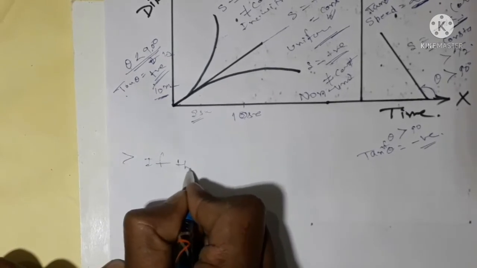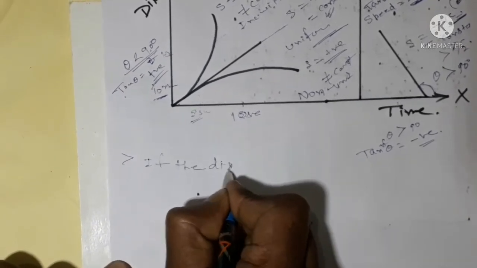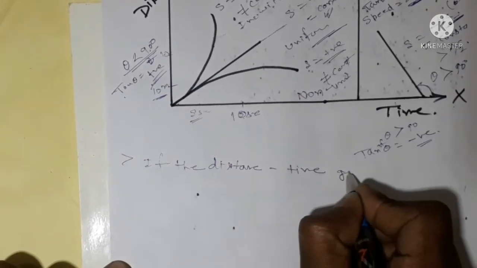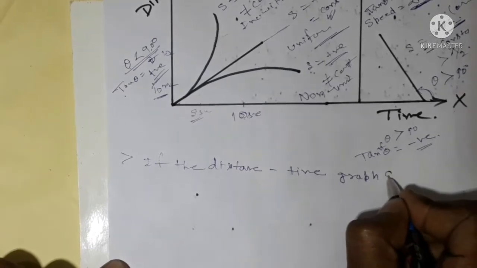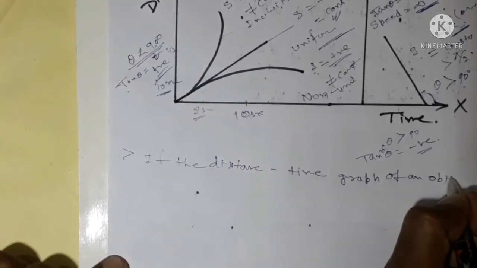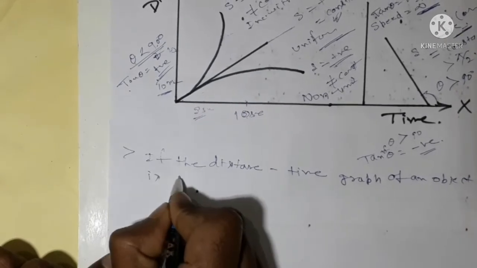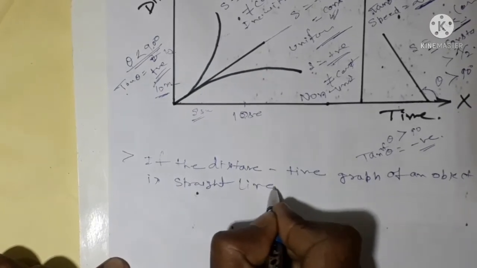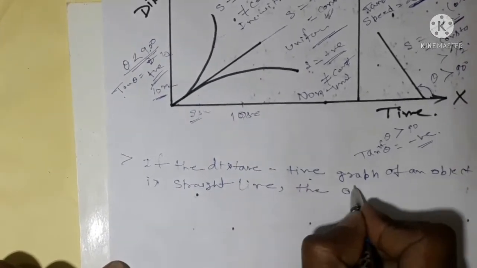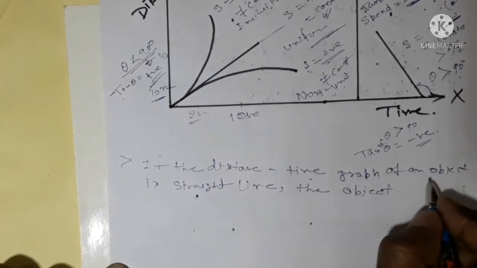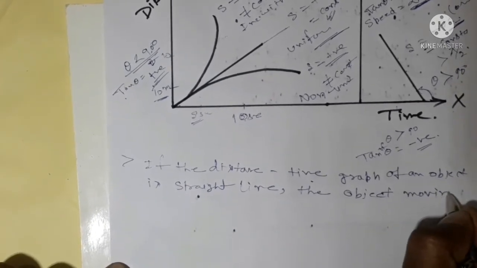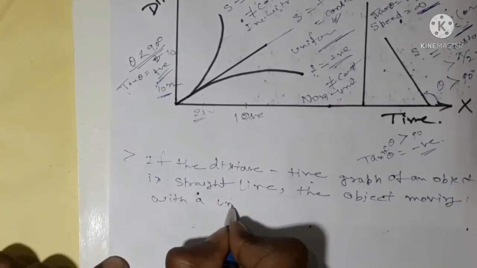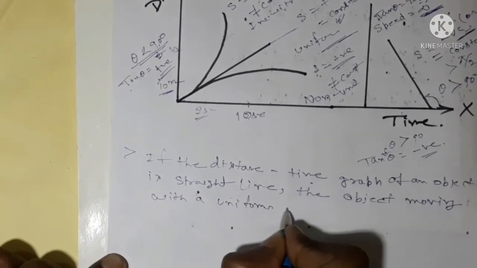Note: if the distance time graph of an object is a straight line, the object is moving with uniform motion.